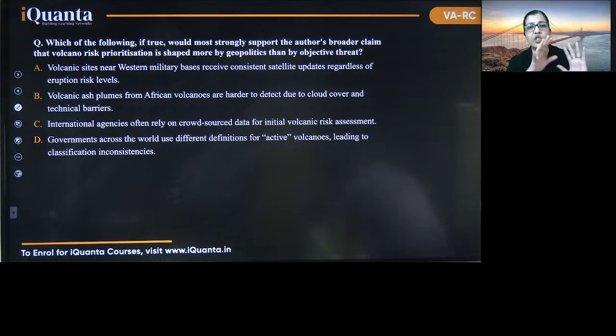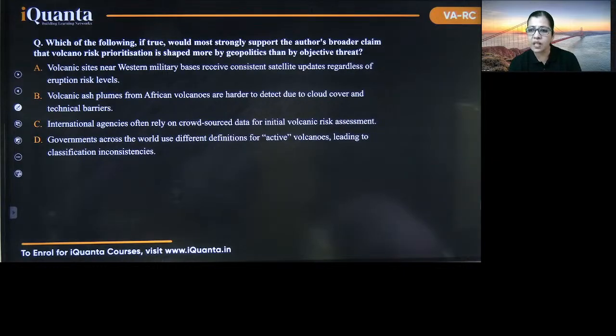उसका कहना था ऑथर का कि जियोपॉलिटिकल कारणों की वजह से ज्यादा फंडिंग मिलती है, ज्यादा प्रेफरेंस मिलता है, एंड दोज वॉल्केनोज आर स्टडीड. इफ यू गो ओवर टू दिस क्वेश्चन एंड लुक एट ऑप्शन ए, उसमें क्लियरली क्या बोला है, वॉल्केनो साइट्स नियर वेस्टर्न मिलिट्री बेसिस. मिलिट्री बेसिस के आसपास जो वॉल्केनो साइट्स हैं, दे रिसीव कंसिस्टेंट सैटेलाइट अपडेट्स रिगार्डलेस ऑफ इरप्शन रिस्क लेवल्स. कोई मतलब नहीं है इरप्शन होगा नहीं होगा, उसको फर्क नहीं पड़ रहा, बट दे रिसीव सैटेलाइट अपडेट्स. क्यों? क्योंकि दीज आर कनेक्टेड टू वेस्टर्न मिलिट्री बेसिस. दिस शोज जियोपॉलिटिकल, right? So this was a very easy one, doable.